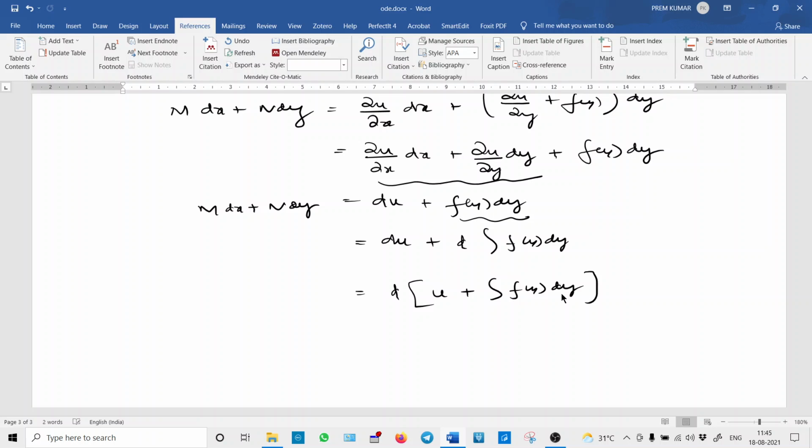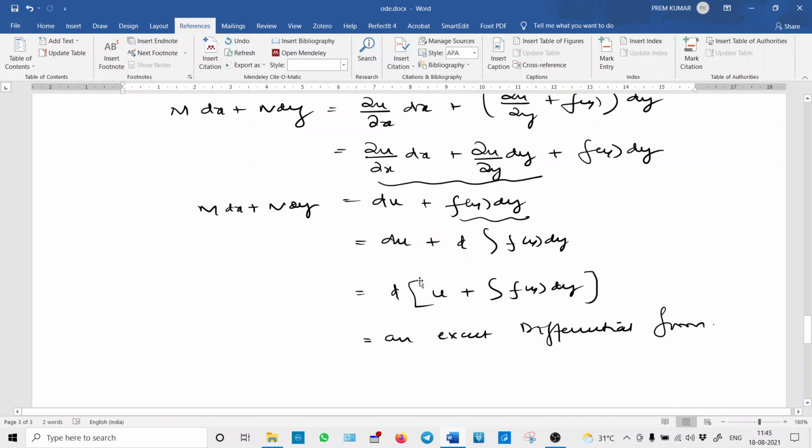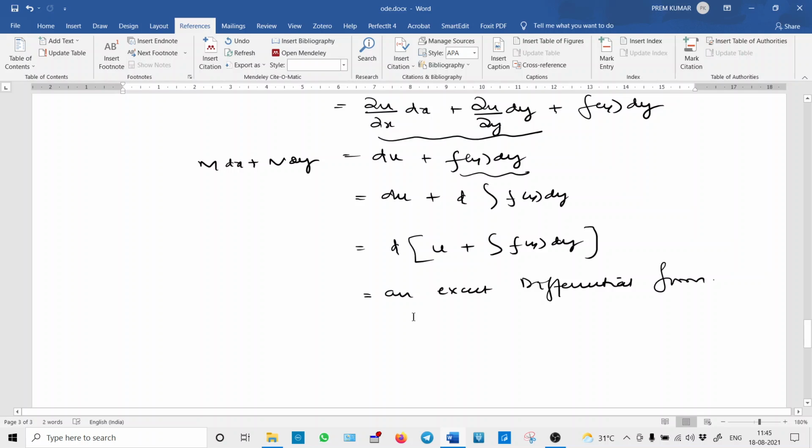So this is an exact differential form, and this completes it, and hence this is that function. There exists a function F such that this is equal to d of capital F. We are able to express it as a total differential. That is what we have to prove in part 2.